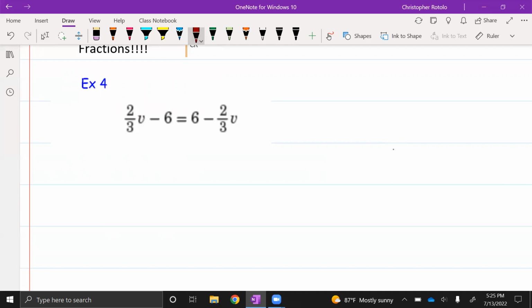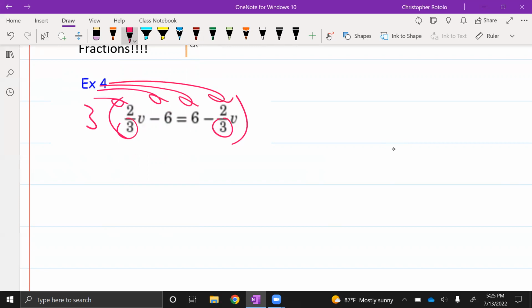If I have fractions, if they have a common denominator, just roll with it if you want to. But I'm going to encourage you as we work on things this year to find out what that common denominator would be, 3, and just distribute that 3 to everything in here, every single term. So 3 times 2/3 is 2v, minus 3 times 6 is 18. 3 times 6 is 18 again, and minus 3 times 2/3 is just 2v. It looks like everything's going to cancel out, but the signs are completely opposite. So it's actually going to be a little bit more work than that.